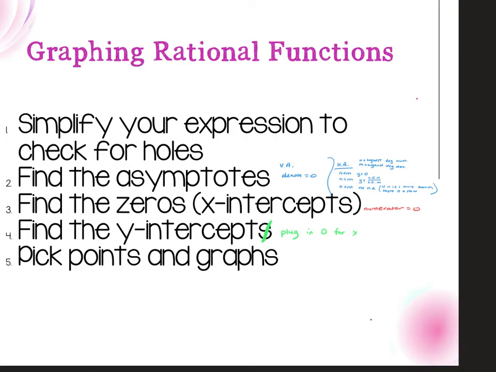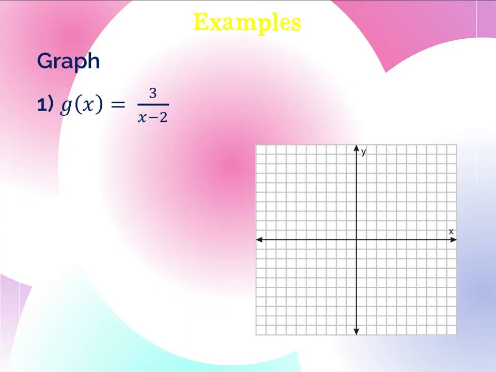All right, so we're going to put it all together, starting with this one. So first thing I want to do is look at my function and see if I can simplify it. Can I factor top or bottom? No. So that means there's no holes, right? Then I look at my vertical asymptotes, which means setting the denominator equal to 0, and I get x equals 2.